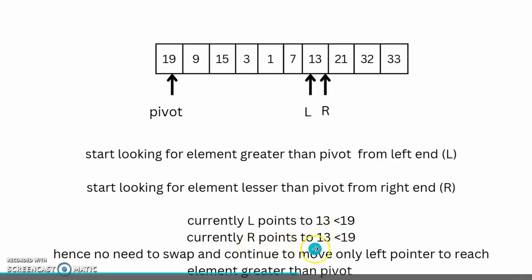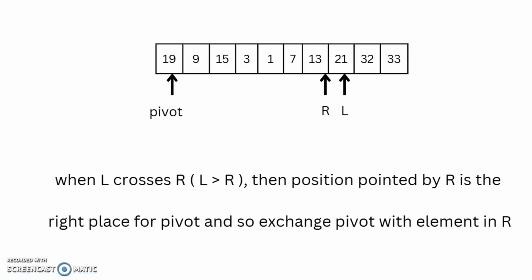Right pointer R points to 13, lesser than 19. But the thing is, with the left pointer we are looking for the element greater than 19, and our right pointer R points to 13, which is lesser than 19. So again there is no need to swap, but continue to move only the left pointer to reach the element greater than pivot. When you move the left pointer one step further, what happened in the diagram? You see the left pointer crosses the right pointer.